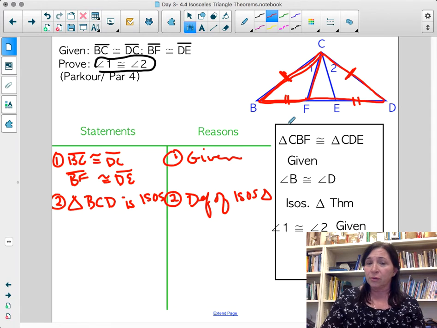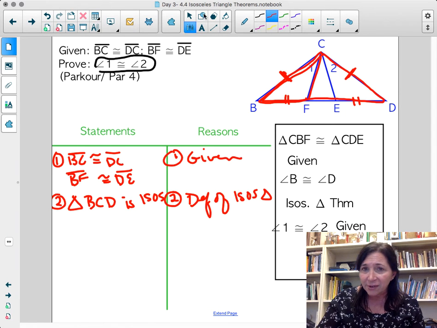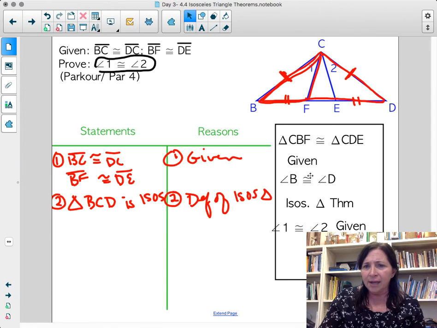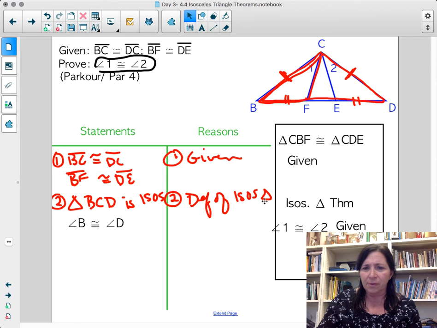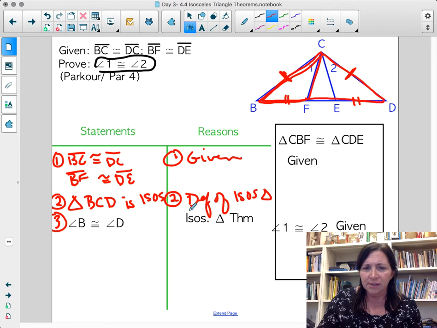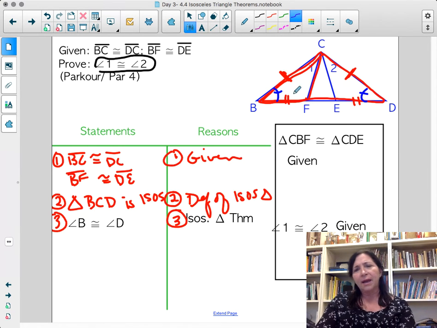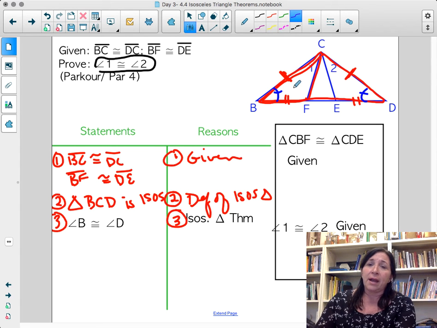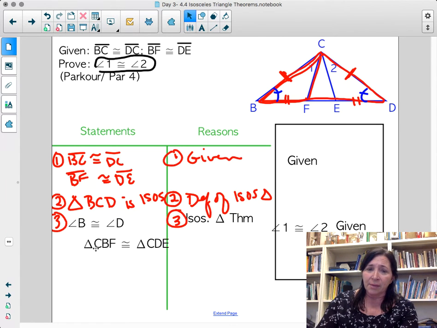So if the two sides are congruent, and it's an isosceles triangle, then I can say that angle B is congruent to angle D. I can say that right here for step number 3, isosceles triangle theorem, that says if the triangle is isosceles, then the base angles are congruent. Okay. Now, if I have this angle here congruent to this angle here, then I have two triangles congruent by side, angle, side. So now I can say that my two triangles are congruent by side, angle, side.